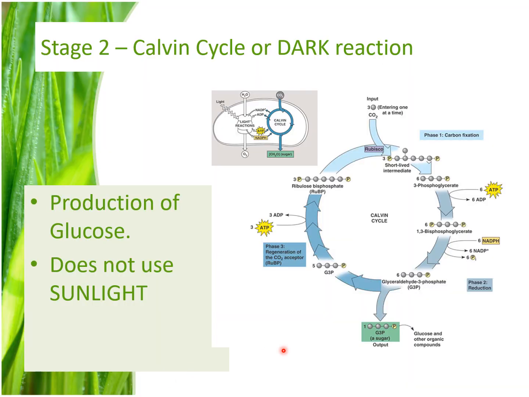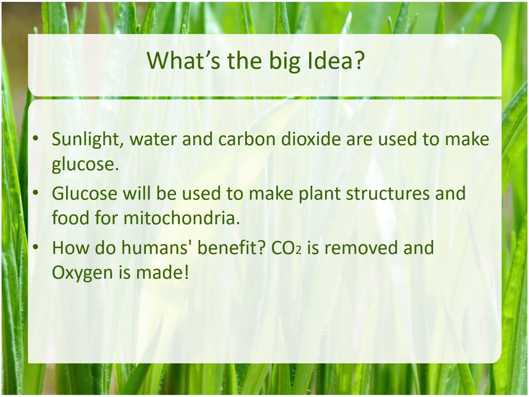The second stage is called the Calvin cycle. Sometimes it's referred to as the dark reaction because it does not require sunlight. If we were to zoom in on this, we would see a lot of different conversions of different molecular structures, from 5 carbons, 6 carbons, all the way around, and they just keep cycling and cycling. They are going to require a lot of energy for all of these molecular conversions. For every single stage, it's going to need some electrons from the NADPH or energy from the ATP. The big picture is that it's a production of glucose, and it does not use sunlight.